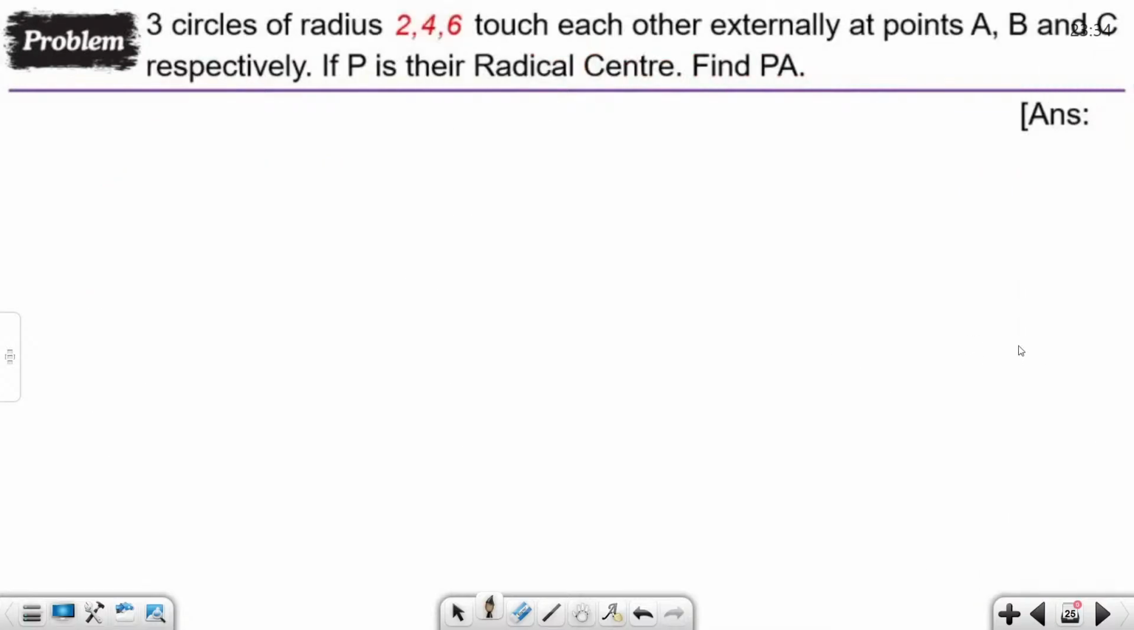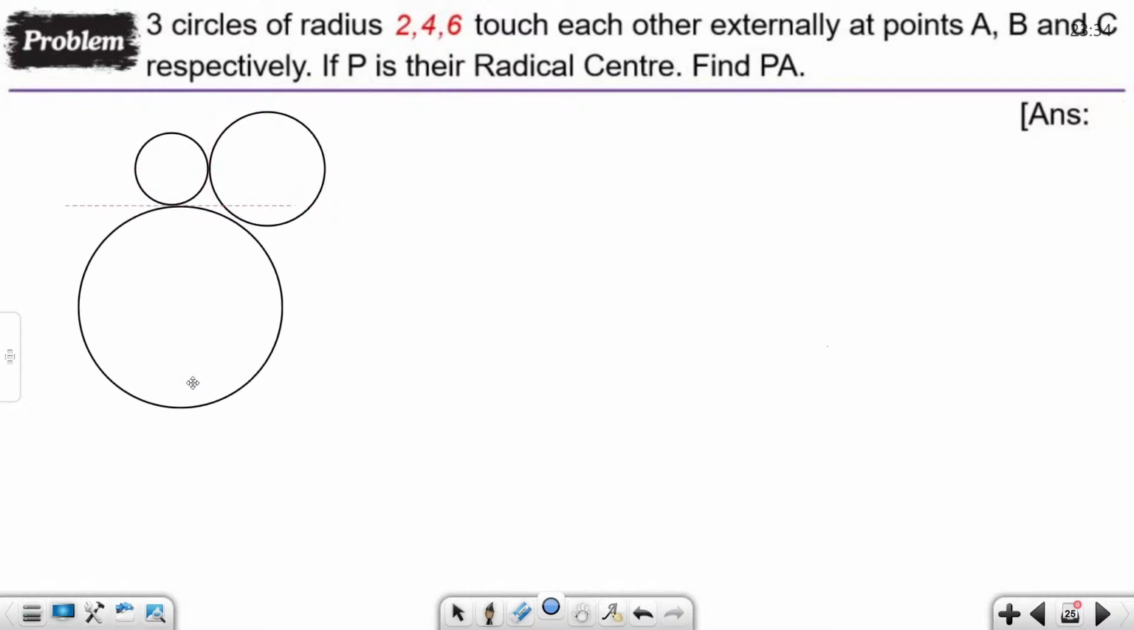What they have said is that there are three circles of radius 2, 4 and 6 units. Now they are saying these three circles are touching each other externally at the points A, B and C. So let me say this point is A, this is my B and this is my C. Yes or no? This is my C.